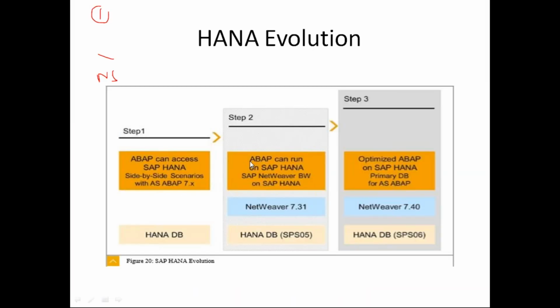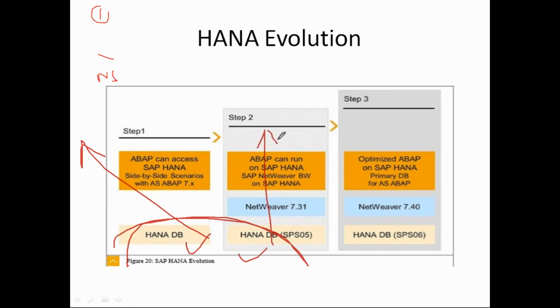Second scenario: ABAP can run on SAP HANA, but ABAP is not optimized. So in both these scenarios, I need to do things at the HANA level. In the first scenario, call that from another ABAP system. In the second scenario, call it from the same ABAP system. But the nature of the job at HANA level is the same. So here we should have two skills, HANA skill and ABAP skill.